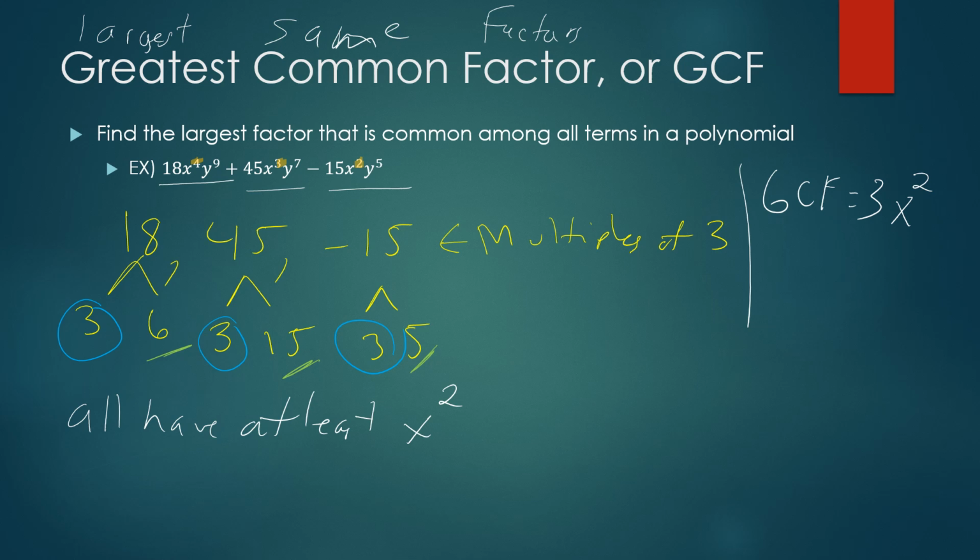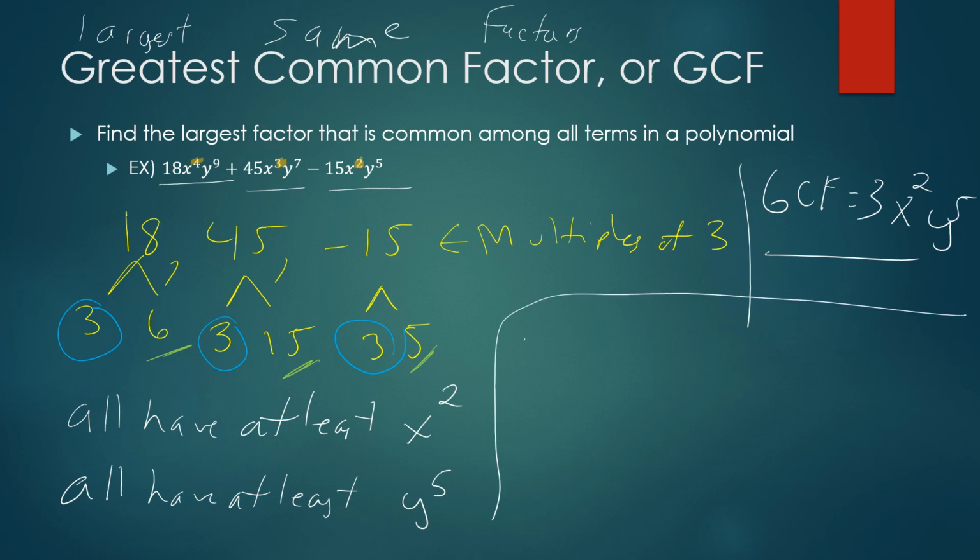So what about y? Hopefully you said that they all have at least y to the 5th. The greatest common factor, or GCF, for this particular polynomial is 3x squared y to the 5th.